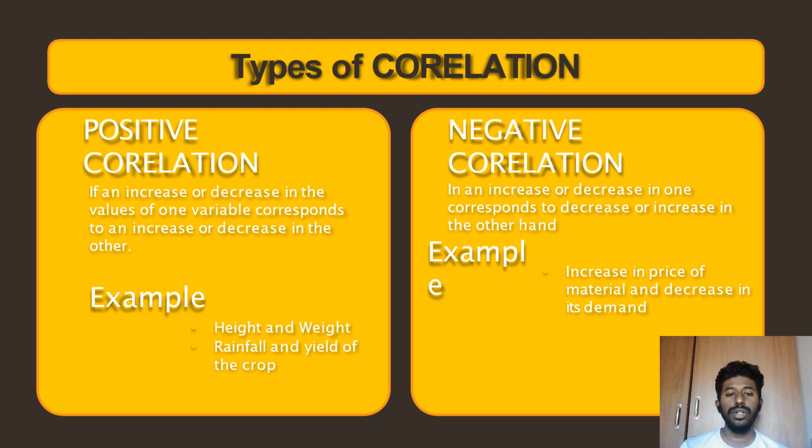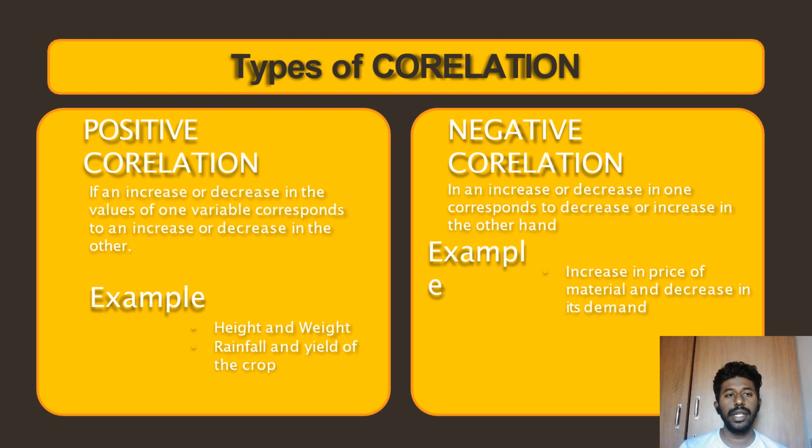If any increase or decrease in the value of one variable corresponds to the increase or decrease of the other, it is called positive correlation. A few examples for these are height and weight, rainfall and yield of crops. Negative correlation: an increase or decrease in one corresponds with a decrease or increase in the other. An example for this is an increase in the price of material and a decrease in the demand.